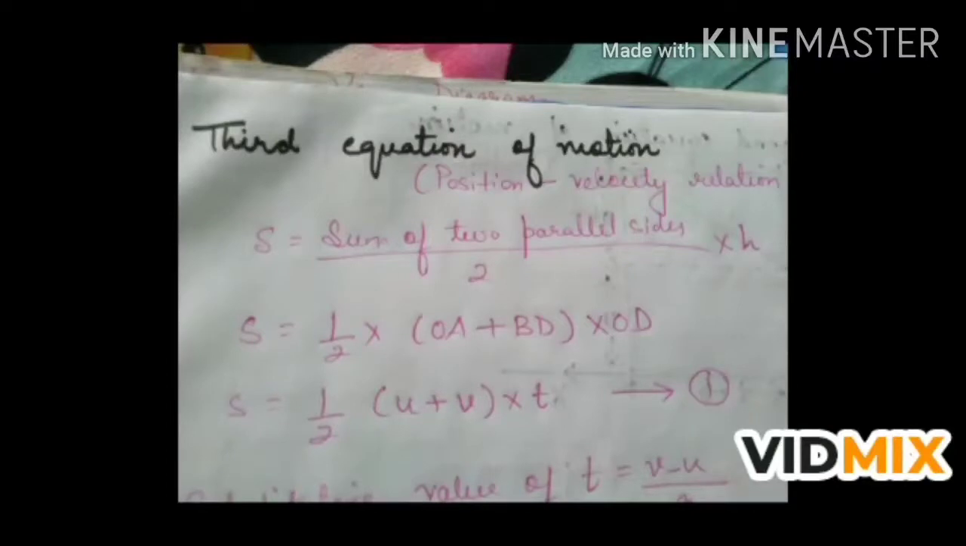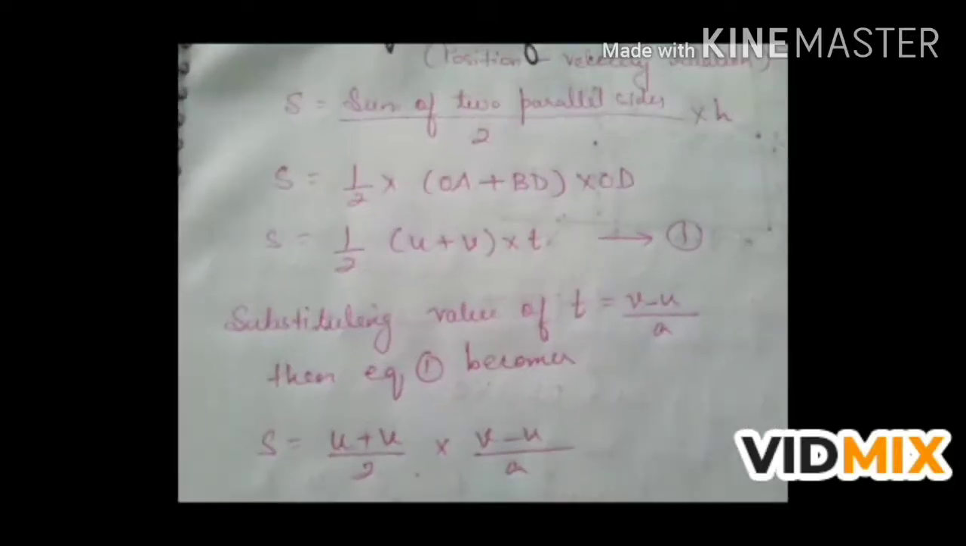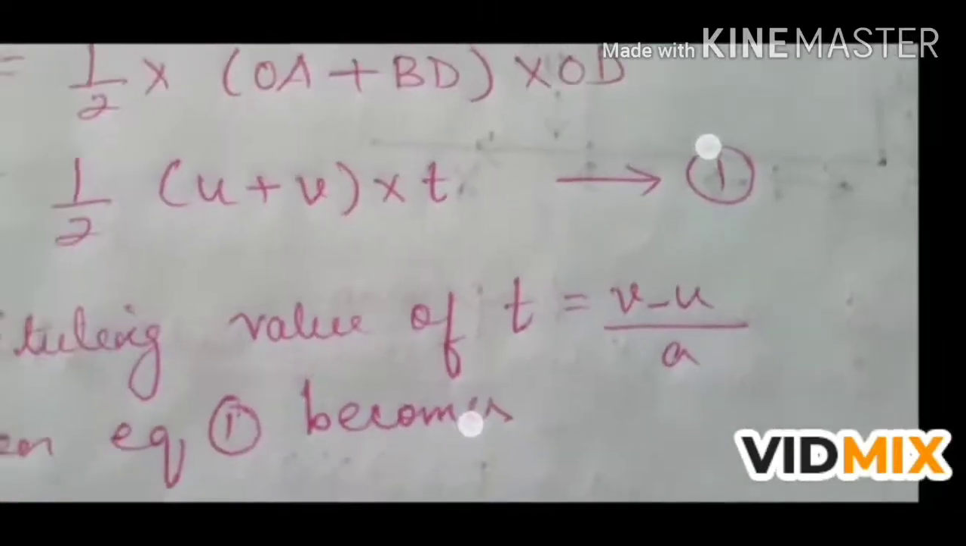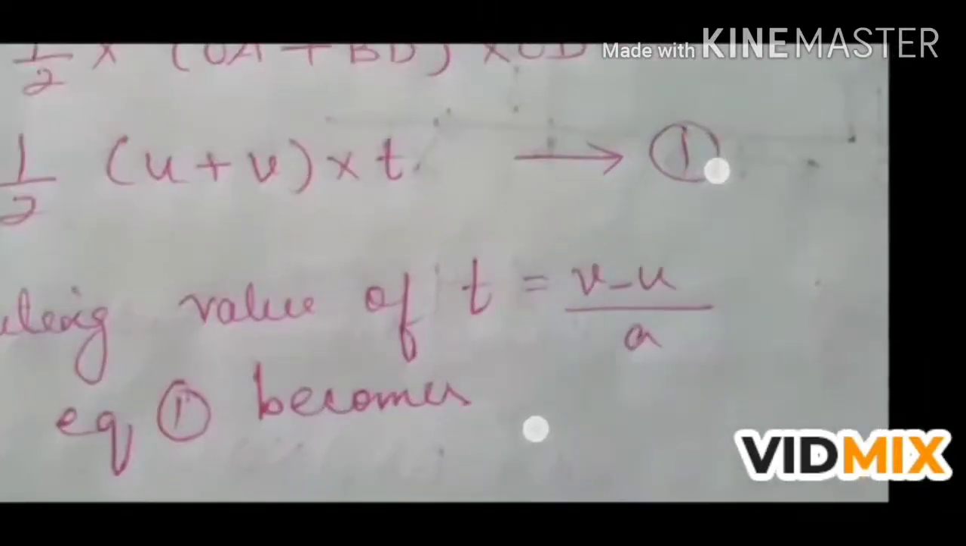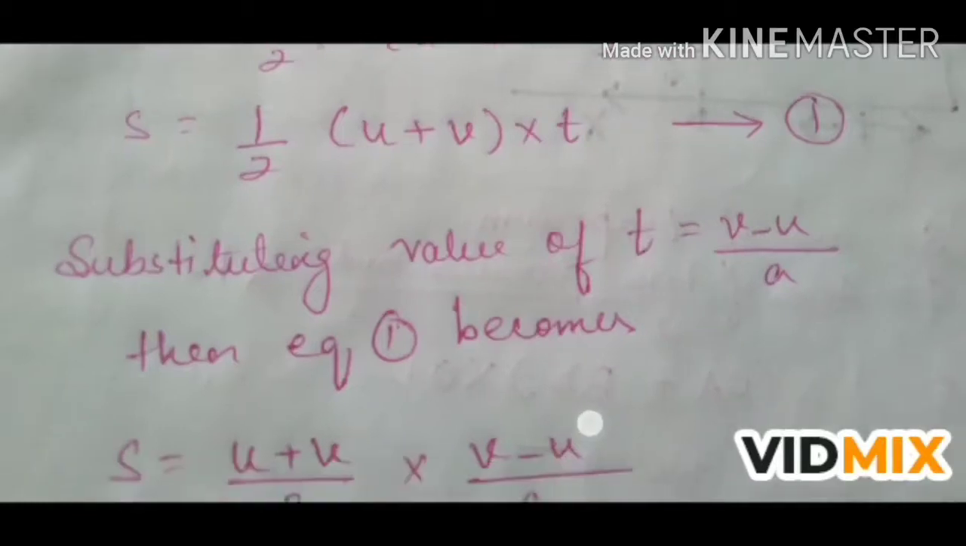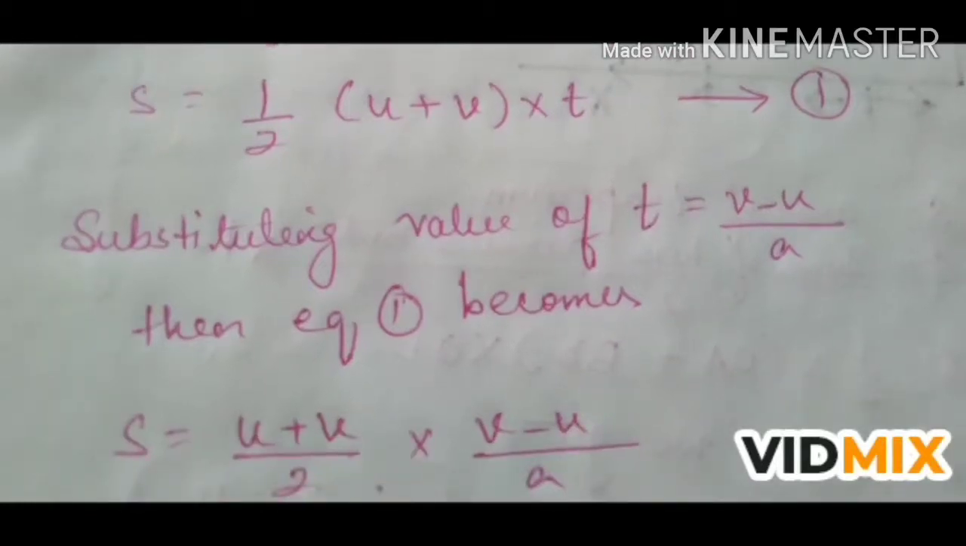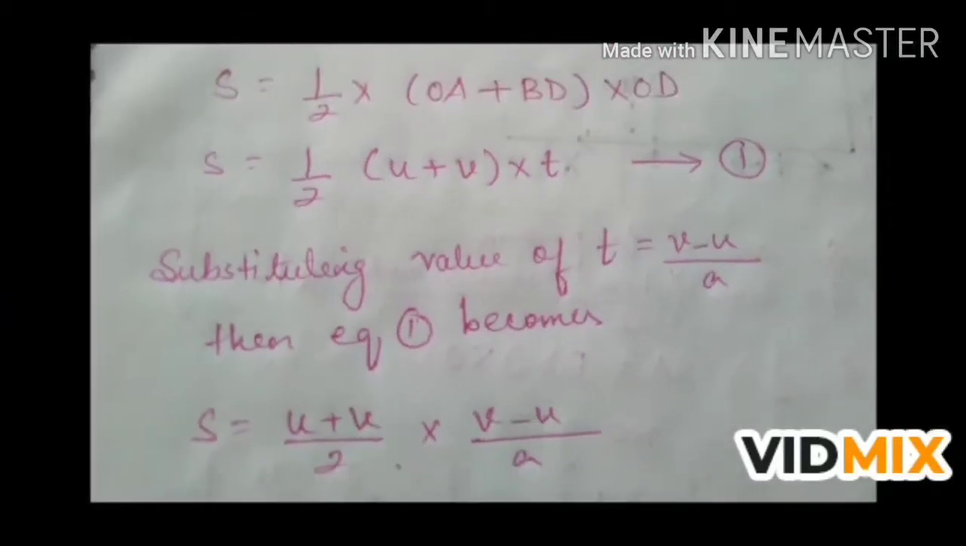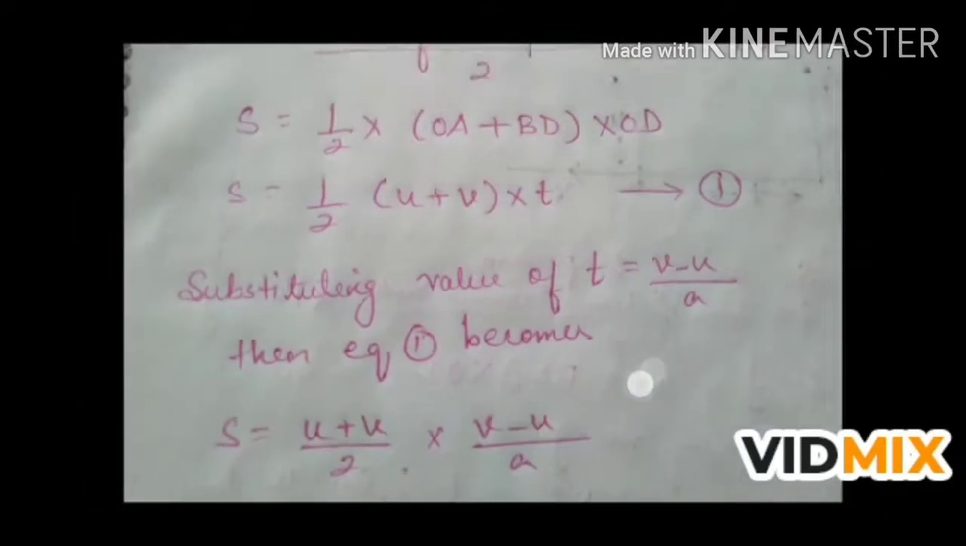The equation will remain the same as we did earlier in the second equation of motion, till equation 1, everything will remain same. Then in the next step we will put the value of T. Substituting T equals V minus U upon A in equation 1, we get S equals U plus V upon 2 into V minus U upon A.